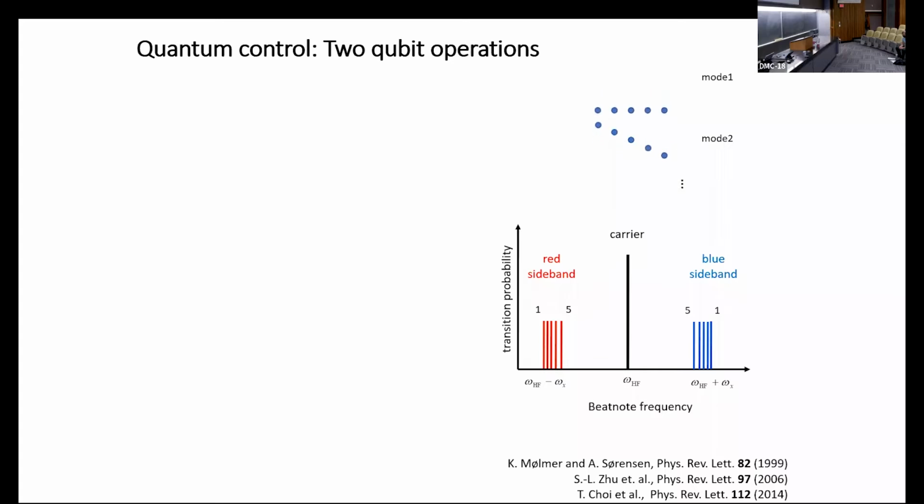If you detune here, you're driving a blue sideband, meaning you excite the qubit and increase one quantum of motion. If you detune here, you would excite the qubit but de-excite one quantum of motion. So you kind of cool them down.